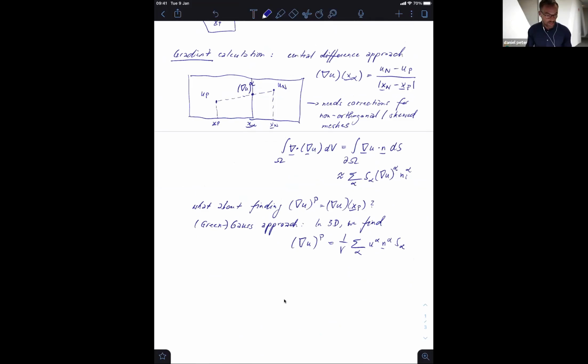If you remember, that's also the approach that we had in the paper from Dolmy and Tarantula. It can approximate this gradient if U is smooth. So what does it mean? Basically, it means that for a cell, in order to find the gradient at its cell centroid position P, we just need to know what the values of U are at its face centroids.